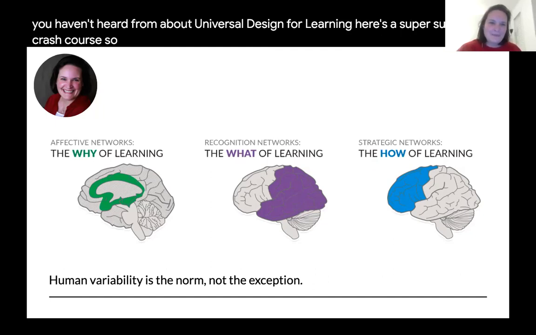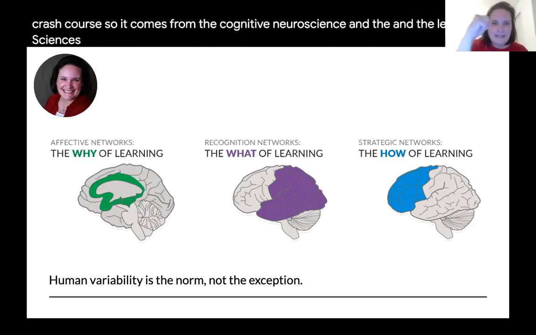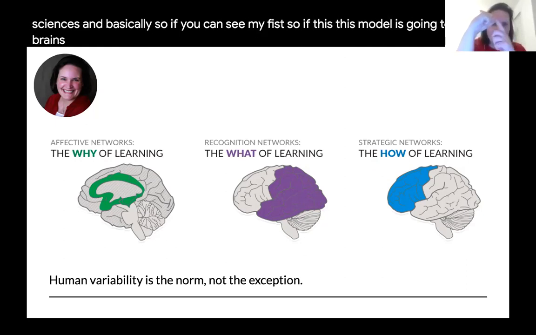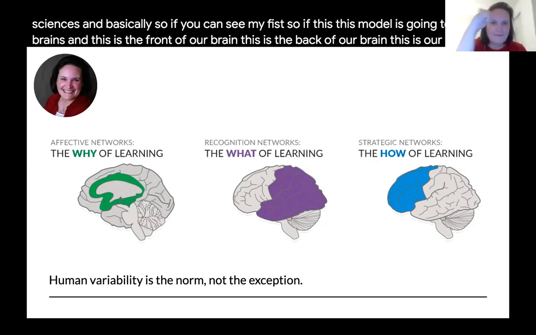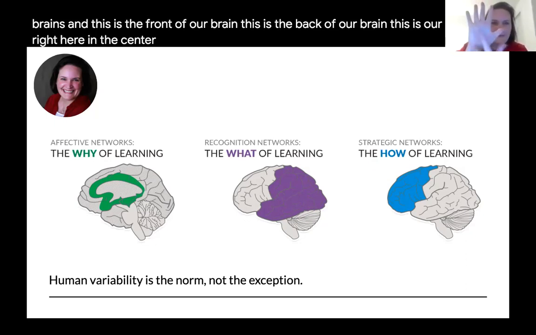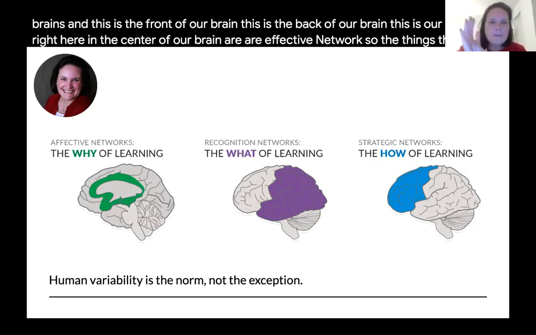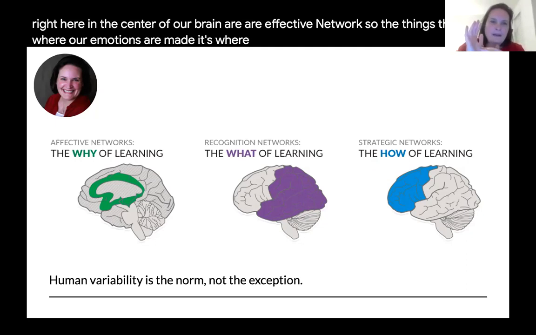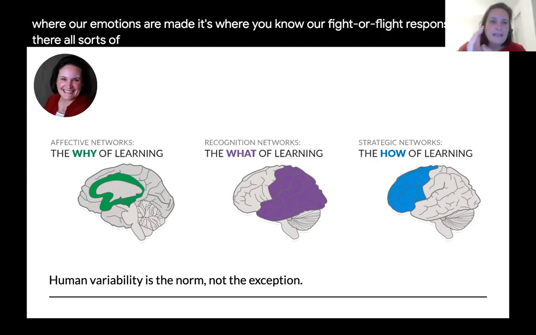So it comes from the cognitive neuroscience and the learning sciences. Basically, if you can see my fist, this model is going to be our brains. This is the front of our brain, this is the back of our brain, this is our spinal cord right here. In the center of our brain are our affective networks. It's where our emotions are made, where our fight or flight response is, all sorts of things. So that's the why of learning.